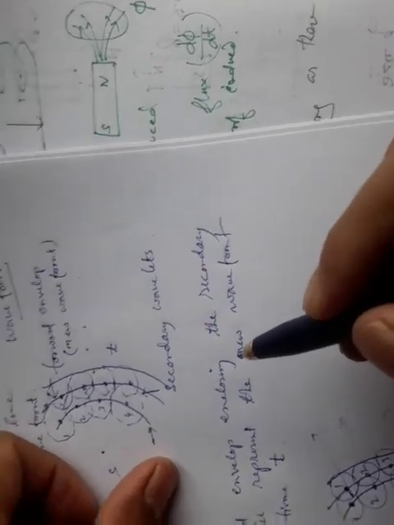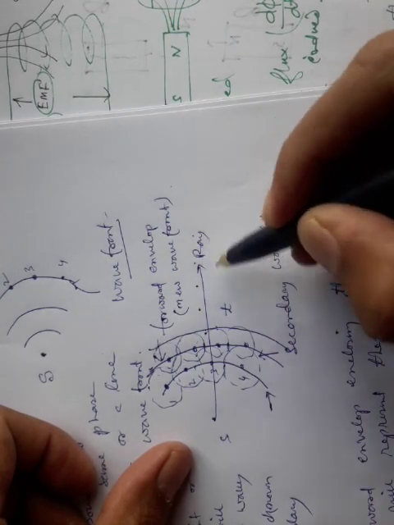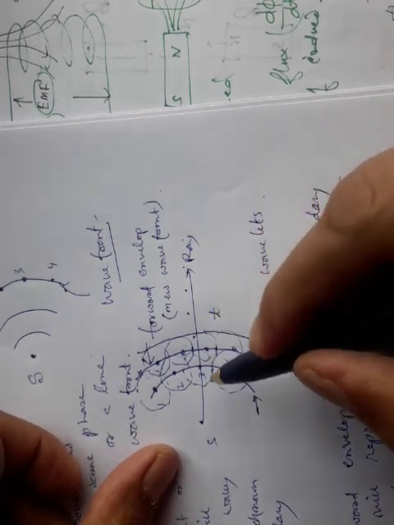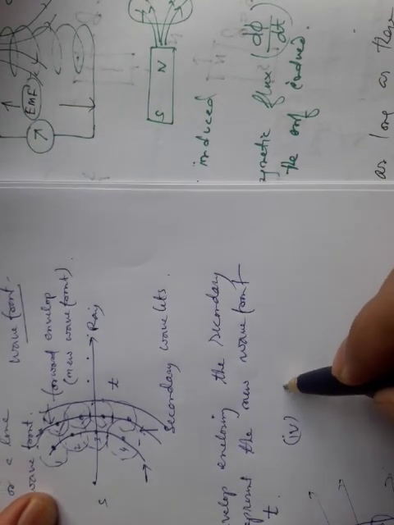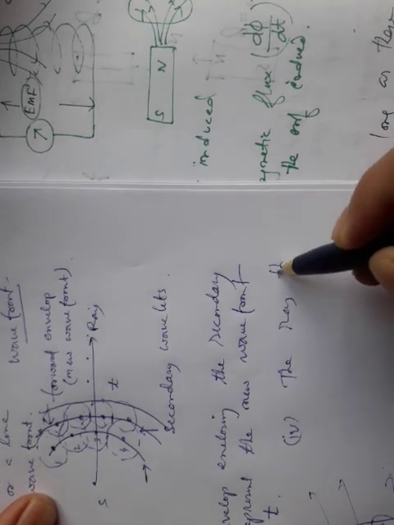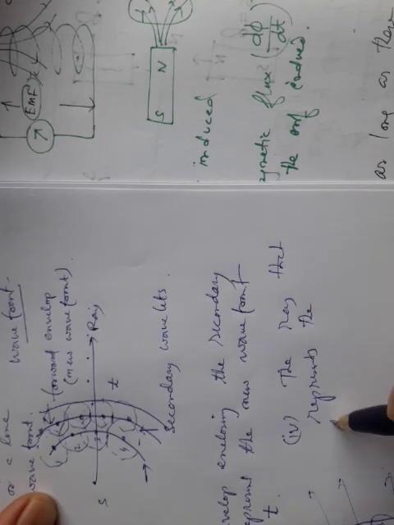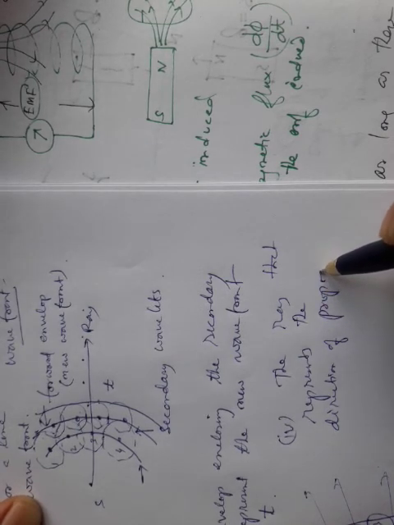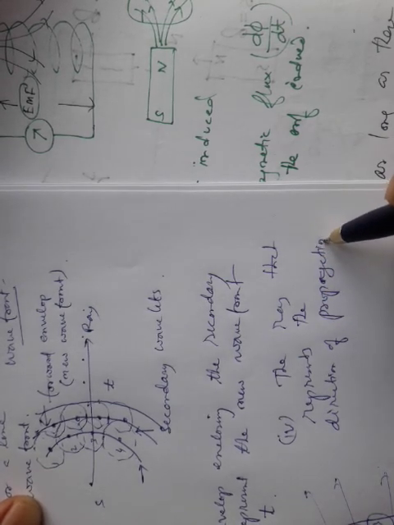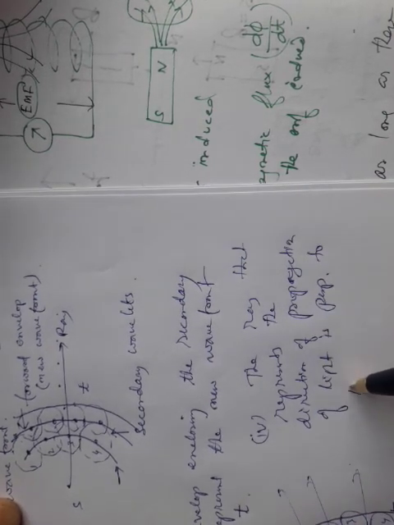At least you can include one more. Suppose this is a source of light, and if you draw a line, this will be called a ray, and this ray represents the direction of propagation of light. Here you can include that in the principle: the ray that represents the direction of propagation of light is perpendicular to the wavefront.